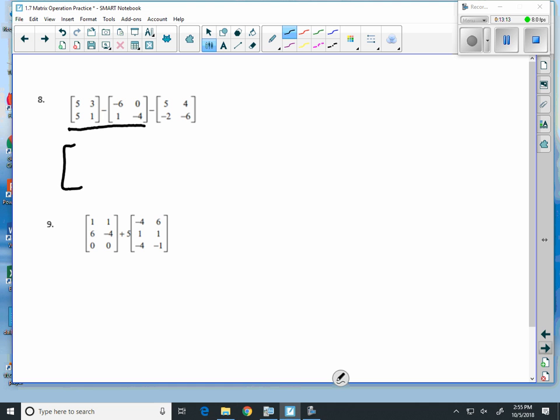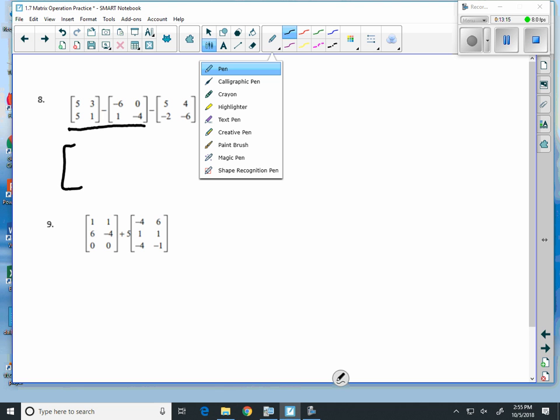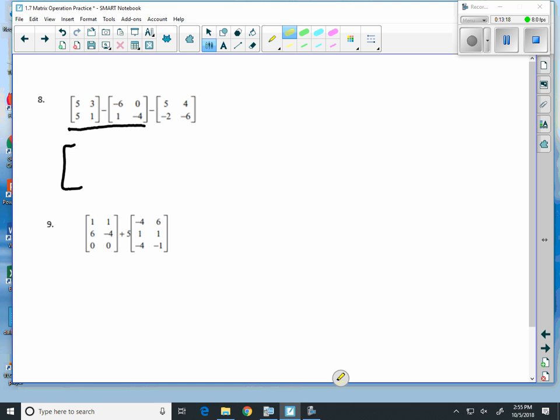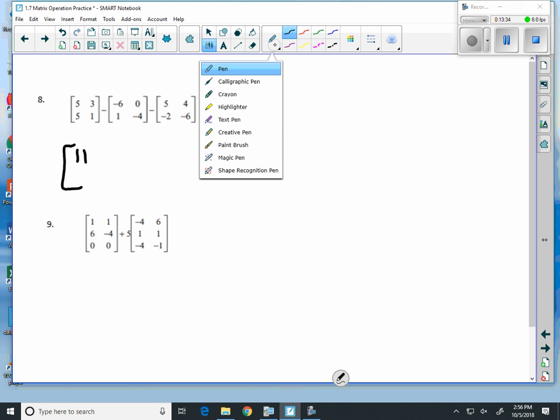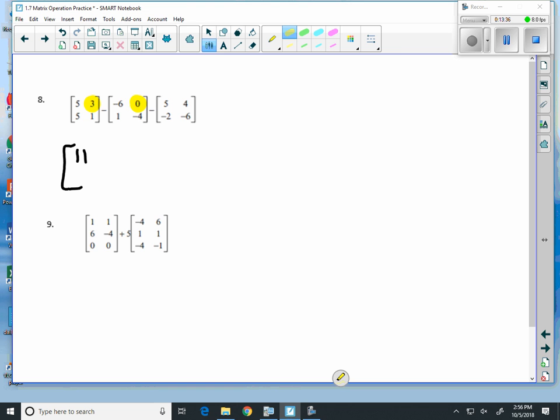So if we go ahead and do those first, we get 5 minus a -6. Okay, now we have double negatives there, which means we're going to have addition. So it'll actually be 5 plus 6. Then we're going to go ahead and go to our 3 and our 0. So we'll be here and here. 3 minus 0 is 3. And then 5 minus 1 is 4.